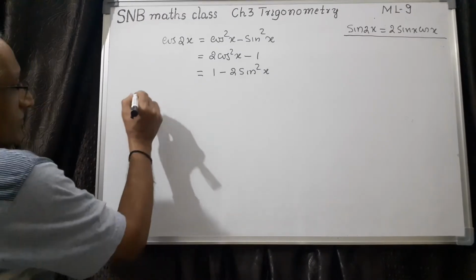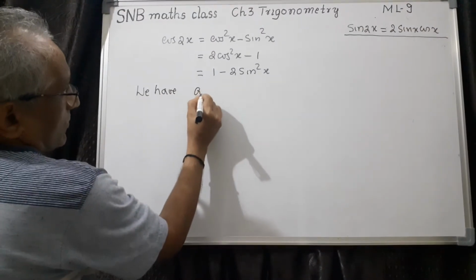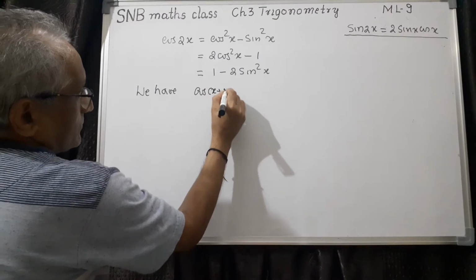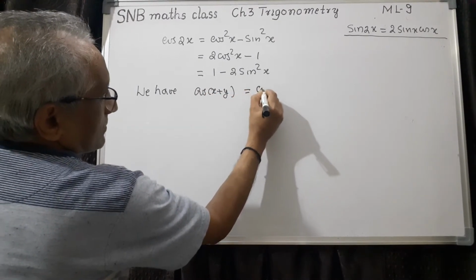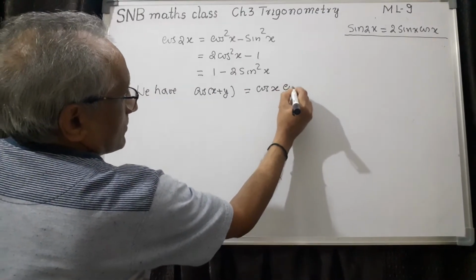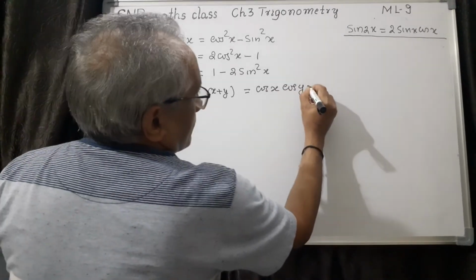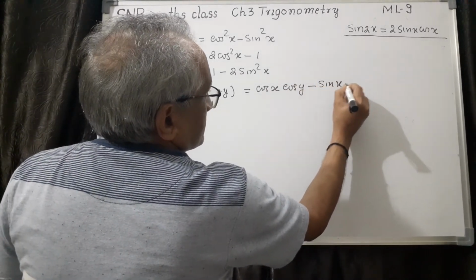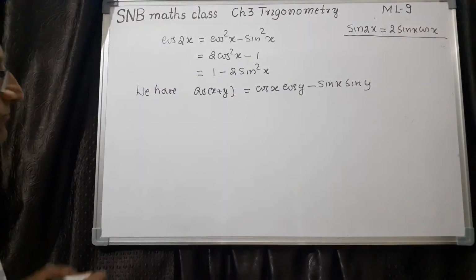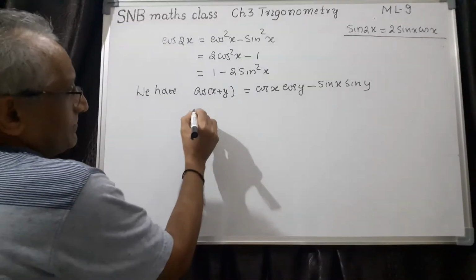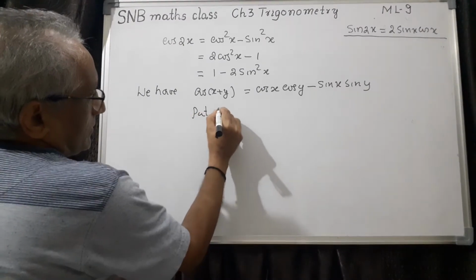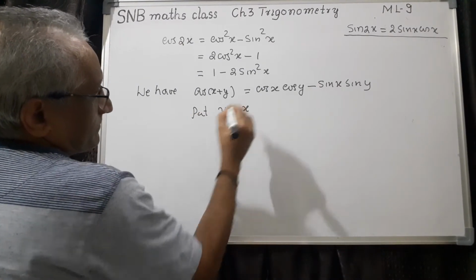The proof is exactly the same as this one. So let us take cos of x plus y. The formula is cos x cos y minus sin x sin y. Therefore, once again, put y equal to x.